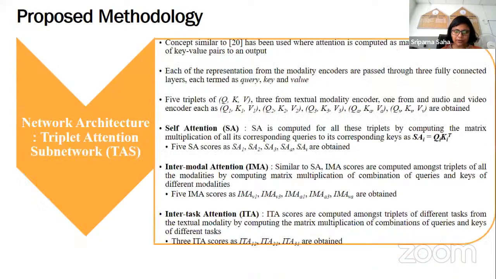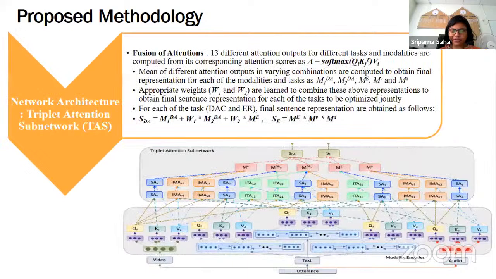So this is the proposed methodology. We applied attentions just to focus on a part of the text, because maybe the entire utterance is not important. You need to focus on a part of the utterance, and this portion can be easily identified based on the available audio and video information. So we are putting self attention, intermodal attention, and intertask attention, because there are two tasks, emotion and dialogue act classification. Based on the emotion task, we can focus on a part of the utterance. So these are the different attentions that we have used.